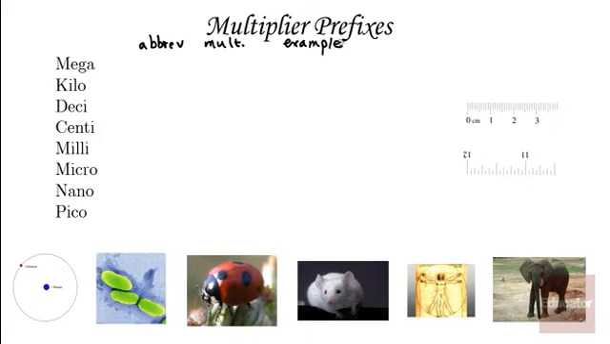First one is mega. The abbreviation is a capital M. The multiplier is 1 million, 10 to the 6th. An example would be the megameter, 10 to the 6th meters. That would be a unit you might use to measure rather large distances, like the distances of the planets from the sun, something like that.